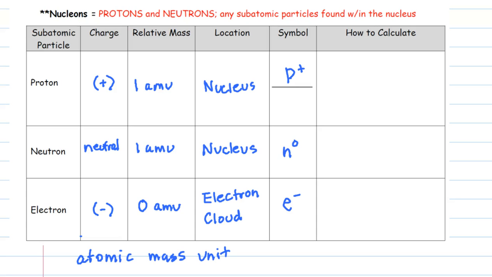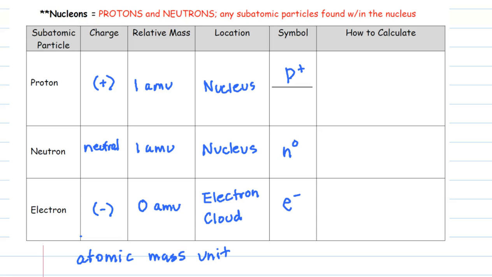Remember, we said about the protons and the neutrons being in the nucleus of the atom, and the nucleus is where all of the mass is located. The electrons are out in the electron cloud. They have a bigger space or a bigger area, but they have almost no mass. And so that's what makes the nucleus so very dense.